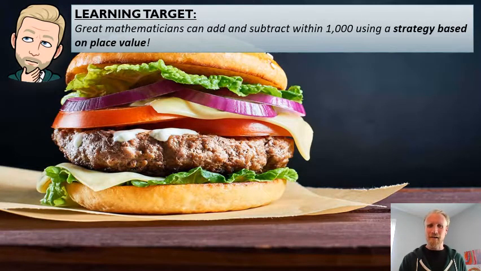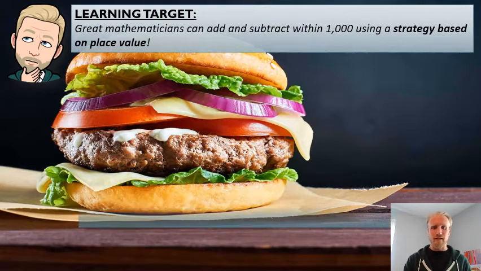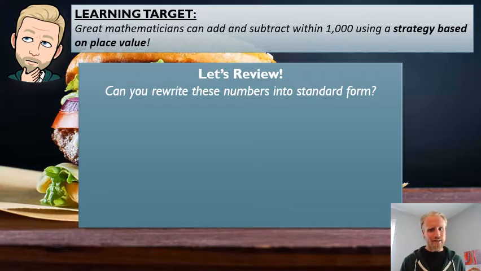Nice. That looks good. All right, our learning target today, guys, is to understand that great mathematicians can add and subtract within 1,000 using a strategy based on place value. So let's jump into today with a bit of practice and let's review. Can you rewrite these numbers into standard form? Let's take a look.